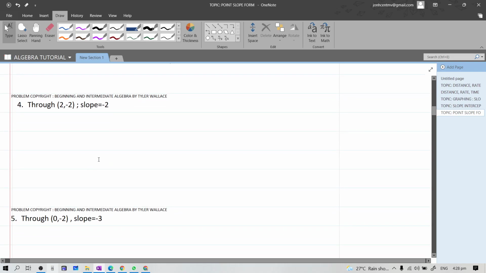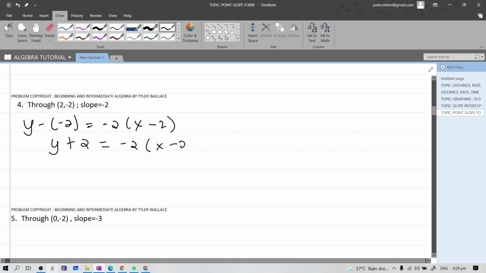Next, for the problem 4, we have 2, negative 2, slope of negative 2. So, we have y minus negative 2 is equals to negative 2 times x minus 2. We have y plus 2 is equals to negative 2 times x minus 2.